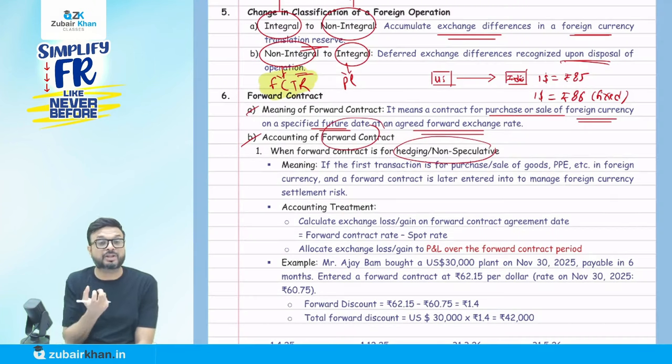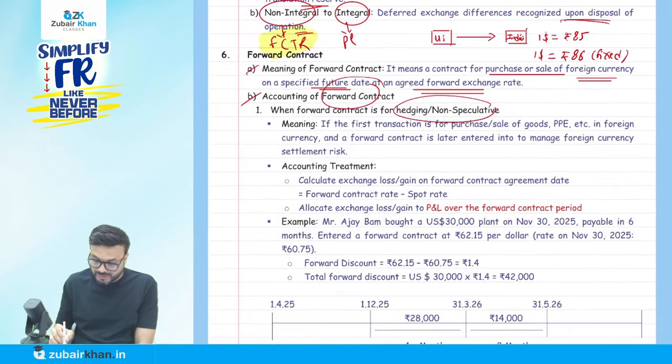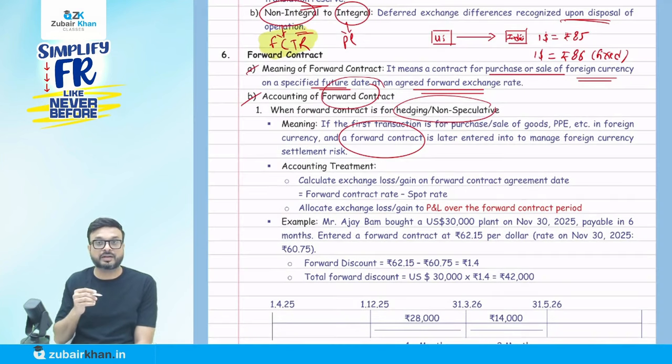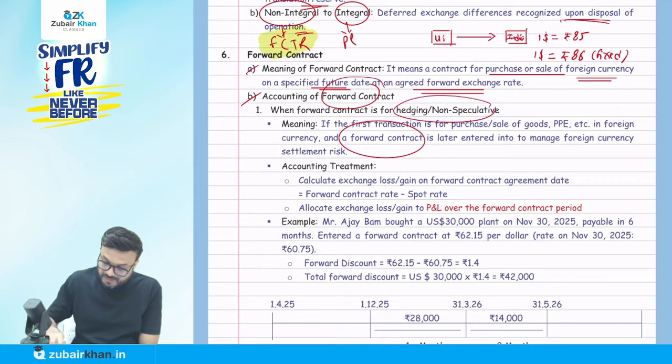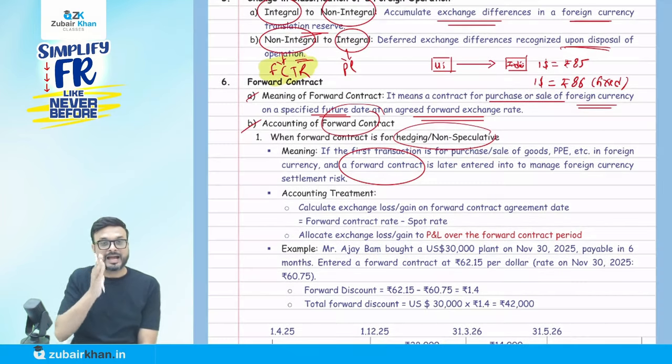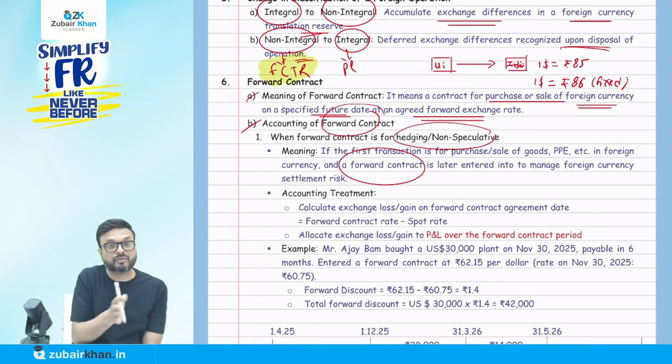To make it simple, actually you purchase something. For example, the first transaction is a purchase or sale of goods or PP, anything, and you enter into a forward contract. What is the accounting treatment? This forward contract has a loss: instead of paying 85, I pay 86, so there is a loss of 1. I have to recognize it over the life of the forward contract.